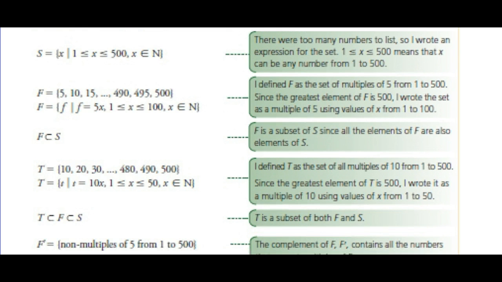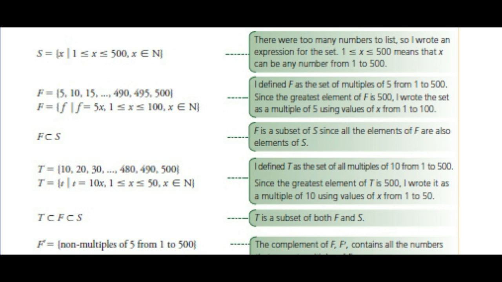The set that we want, the set F: 5, 10, 15, and so on, 490, 495, 500. Again, there's a lot of them. So here we can define it as the set of all f such that f is equal to 5 times x, where x goes from 1 to 100, because 5x would give you 500. And so we're getting all the multiples of 5. F is a subset of S. All of those multiples of 5 that are less than 500 are a subset of all the numbers.